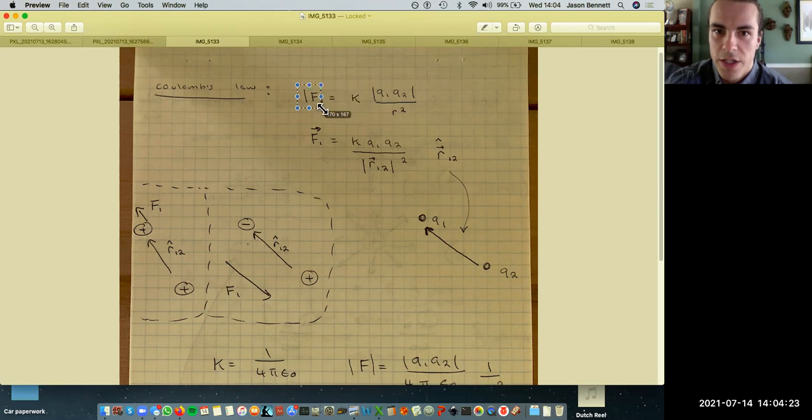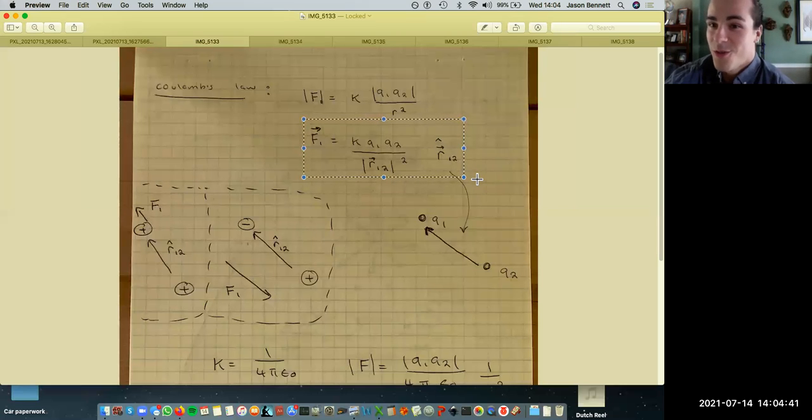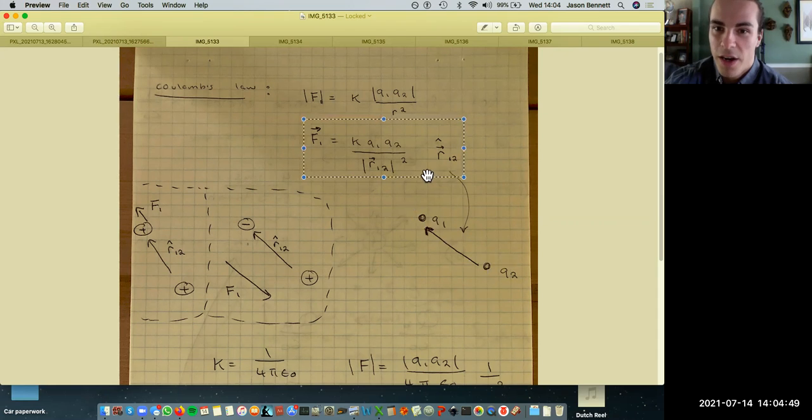Now here, I'm actually using absolute value signs. So this is the easier equation to remember, pretty helpful for lab or tests, because it tells you in which direction it's going. Of course, you could also just remember that if this is negative and this is positive, they attract. If it's positive and positive, they repel. But a more formal way to think about it is to draw a vector r12, and that's a vector that points from 2 to 1.